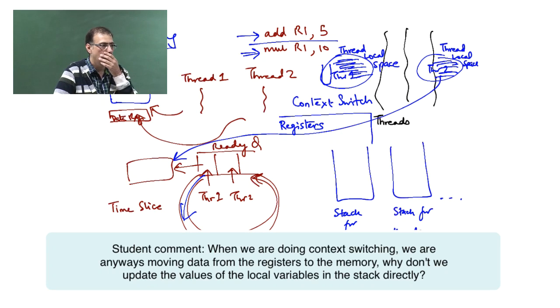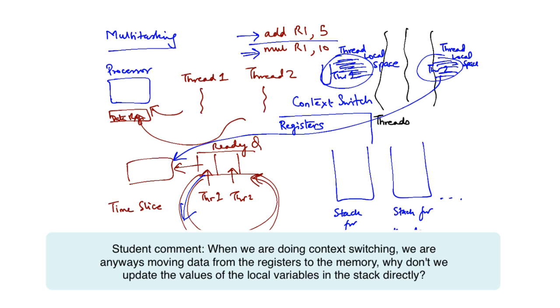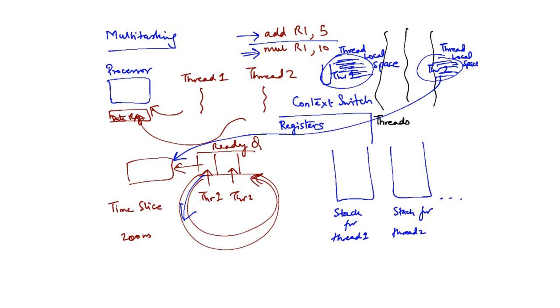Yeah. So when we are doing a context switching, anyway we are moving our registers from the hardware to the memory, from the processor to the memory. Why don't we update our stack values at the same time for the local variables? Because they have been changed in the registers. The same values are not being copied into our memory. Anyway we are doing this. So there are several things over here.